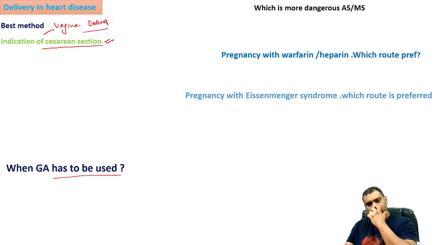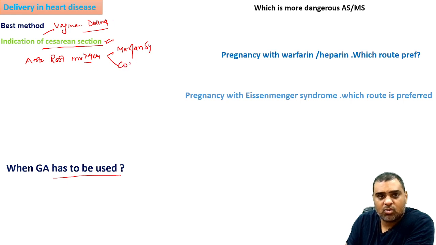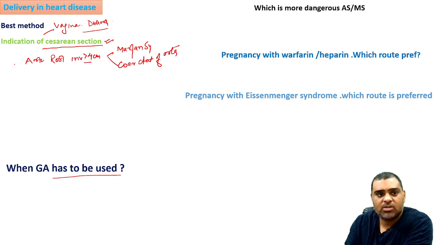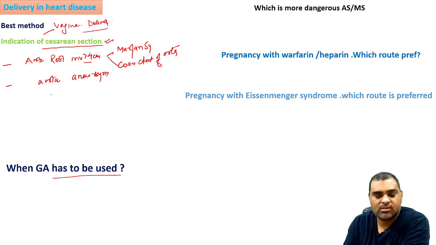Now, indications of cesarean section, please remember: if there is aortic root involvement of 4 centimeters or more in Marfan syndrome, or coarctation of aorta, you will go for cesarean section. If there is an aortic aneurysm, or if there is severe aortic stenosis.